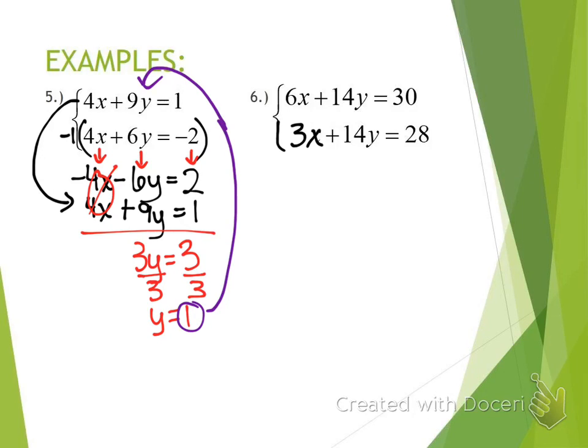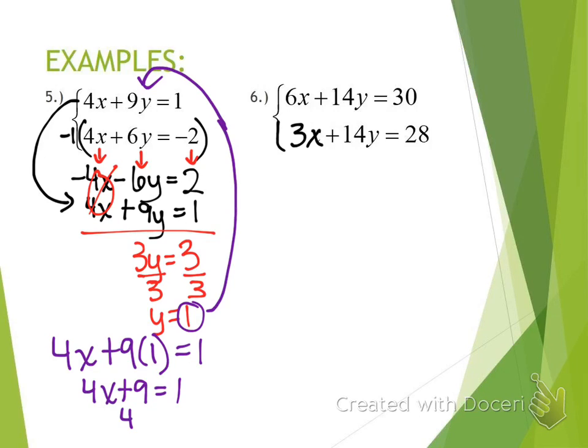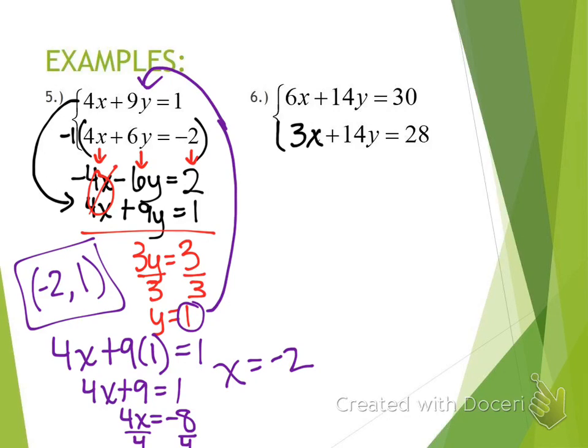So that gives me 4x plus 9 times 1 equals 1. What's 9 times 1? 9. How do we get x by itself? If we subtract 9 from both sides, we get 4x equals -8. And then divide by 4, x equals -2. But we need to write it as an ordered pair. What is it? -2, comma 1. x, comma y.